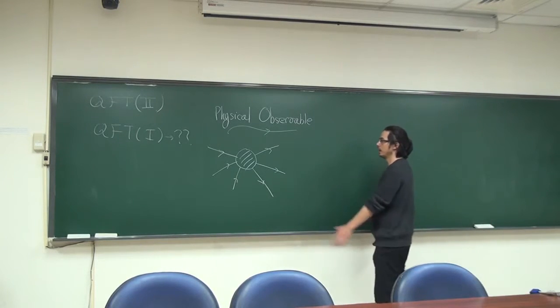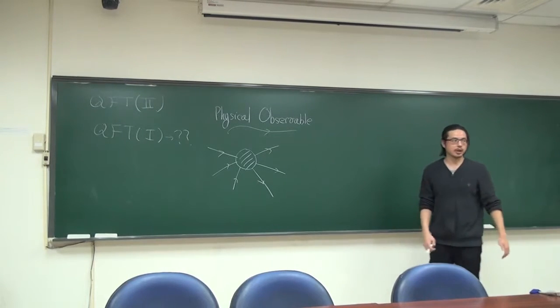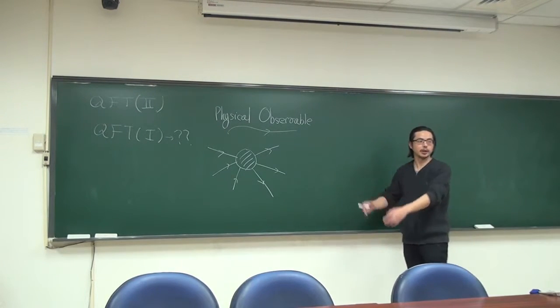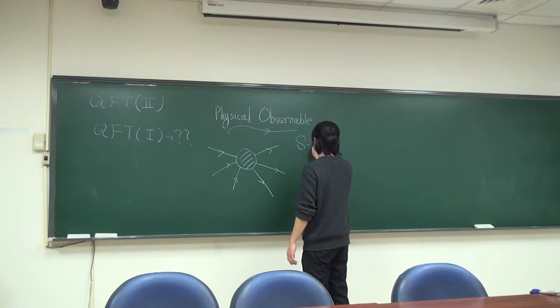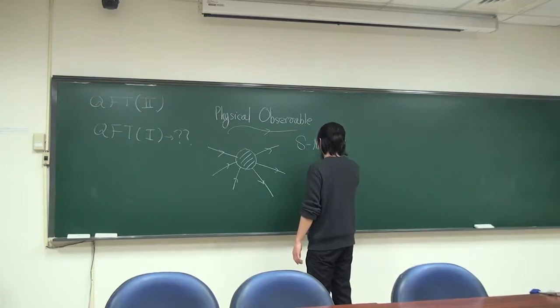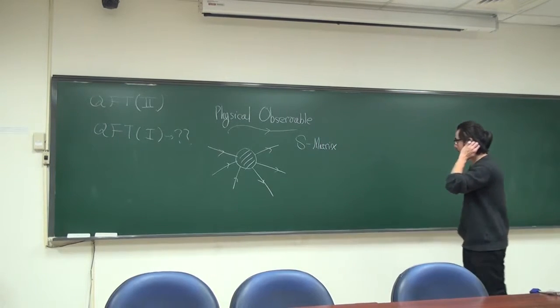So basically, one is the process, so how to describe a process where you have particles interacting and the particles going out. Okay. And we've known that this is called the S matrix, which is something that we discussed last semester.